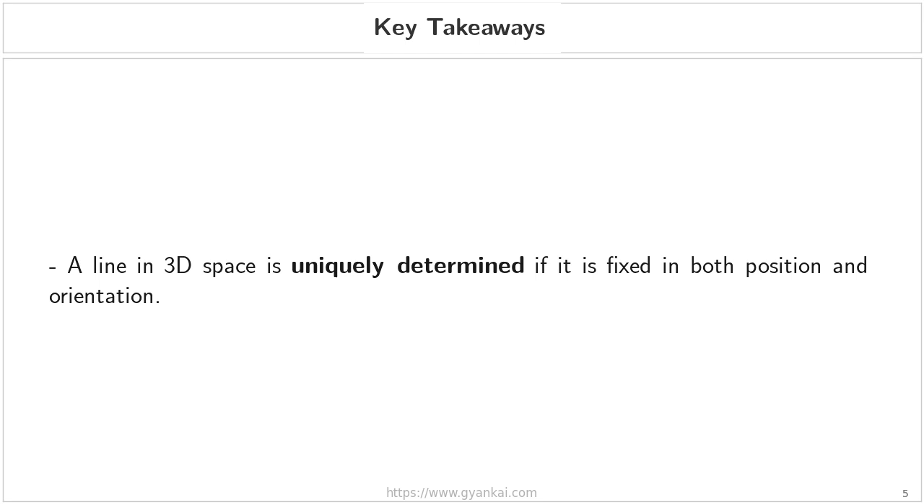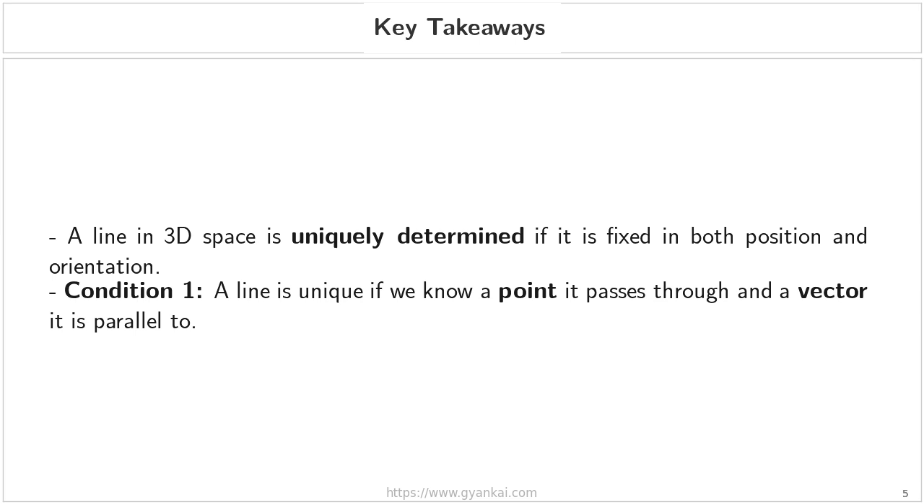First, remember the fundamental principle. A line in 3-dimensional space is only uniquely determined when it is fixed in both position and orientation. This means we can't just know where the line is, we also have to know which way it is pointing. To recap our 2 specific conditions, Condition 1 states that a line is unique if we are provided with a specific point that the line passes through, along with a vector that the line is parallel to. Think back to our laser pointer example, the position of the device and the direction of the beam.